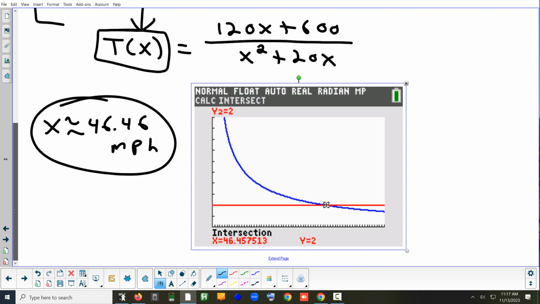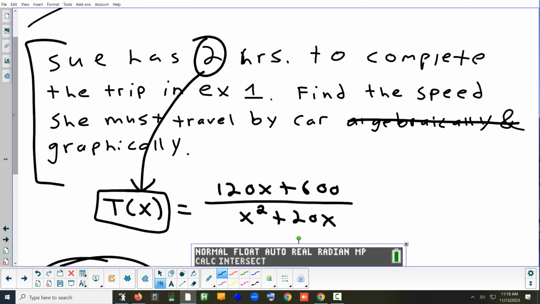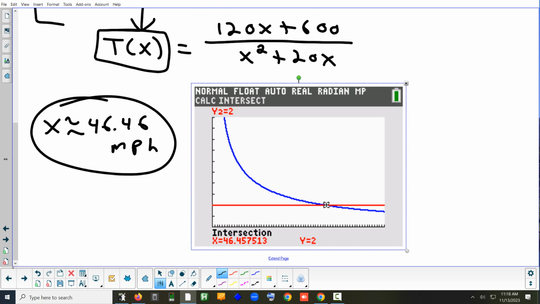Now, what's the speed of the train? It would be 66.46. Right, the speed of the train would be 66.46. And always make sure you look back and find what did they want you to find. They asked for the speed of the car. If they did the train, I would have written 66 instead of 46.46.